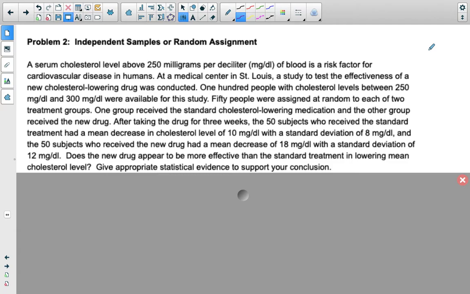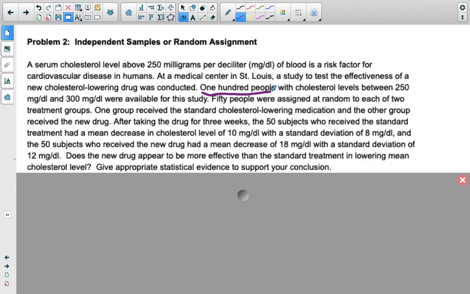It says cholesterol level above 250 milligrams per deciliter of blood is a risk factor for cardiovascular disease in humans. A medical center in St. Louis studied the effectiveness of a new cholesterol lowering drug versus a standard cholesterol reducing drug. They have 100 people with cholesterol levels between 250 and 300 milligrams per deciliter who were available for the study. It says 50 people were assigned at random to each of the two treatment groups. One group received the standard cholesterol lowering medication, and the other group received the new drug.